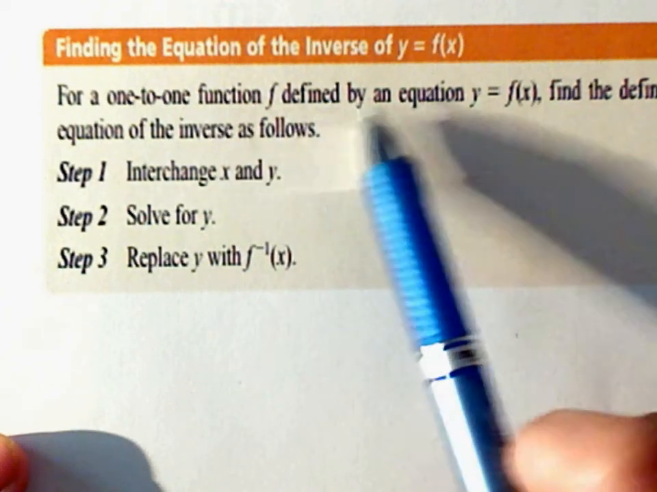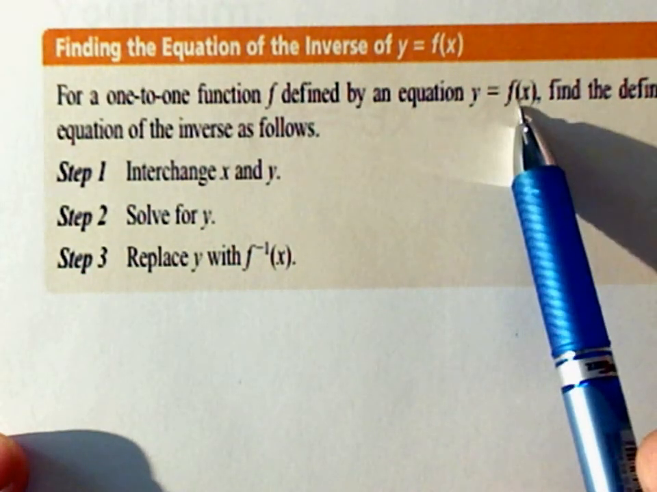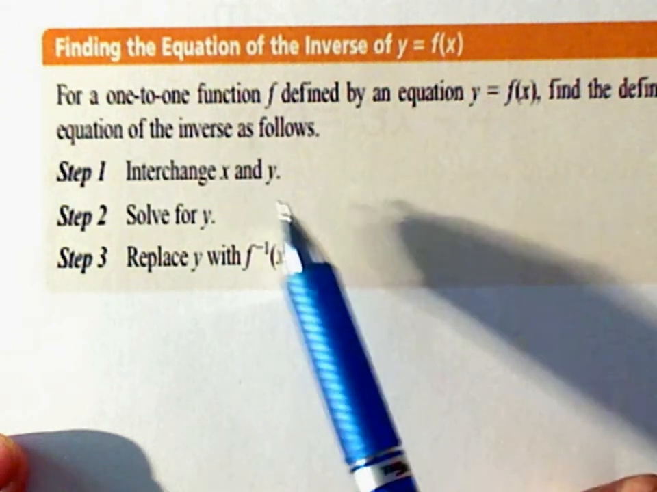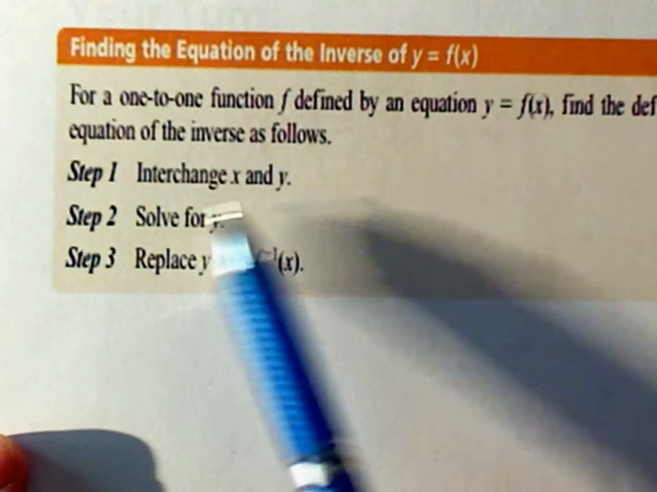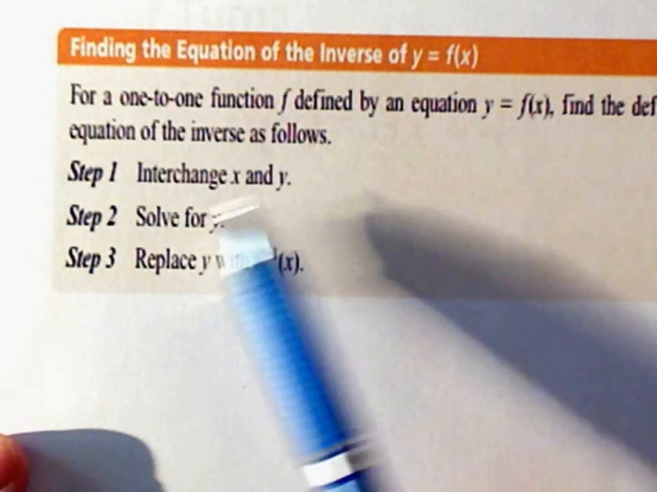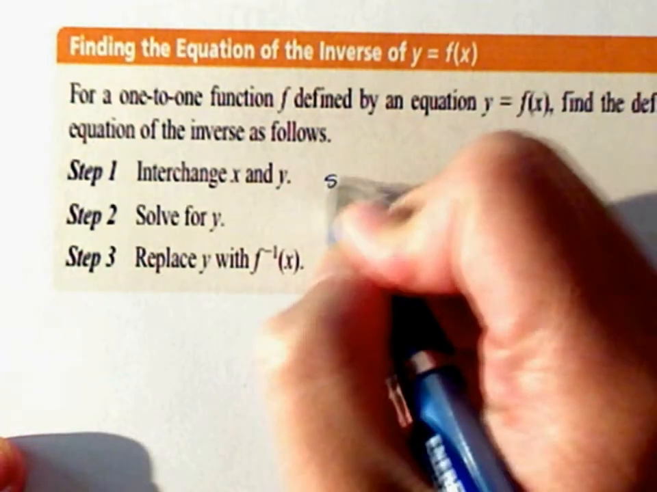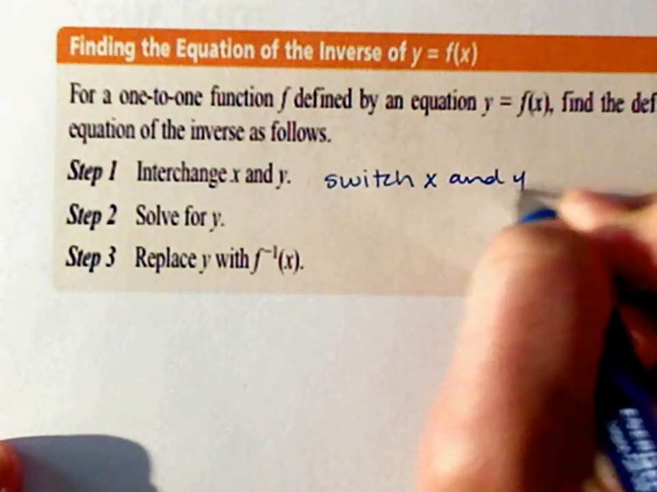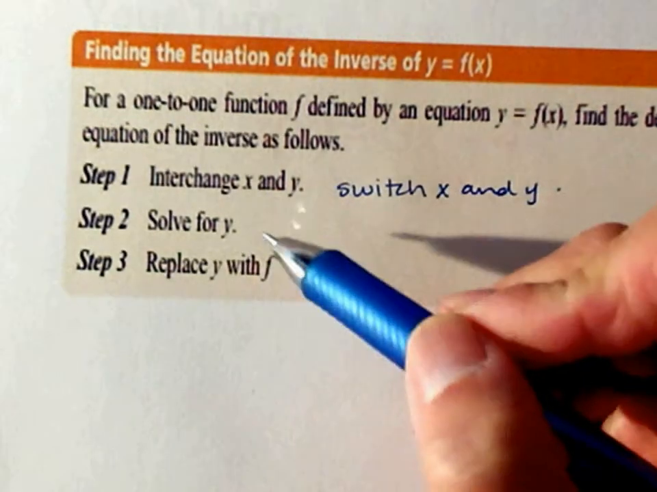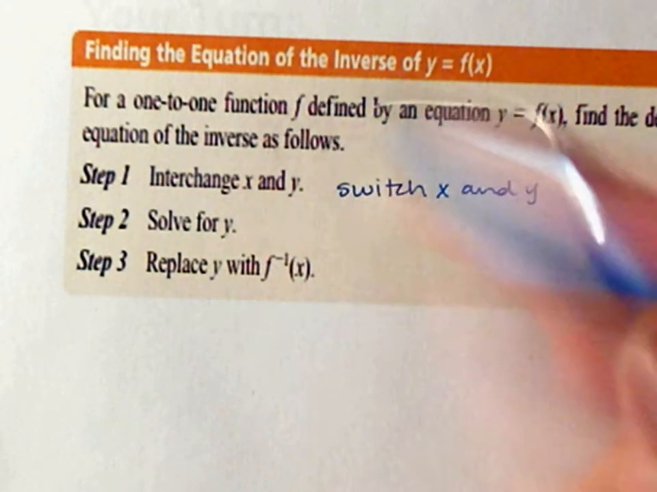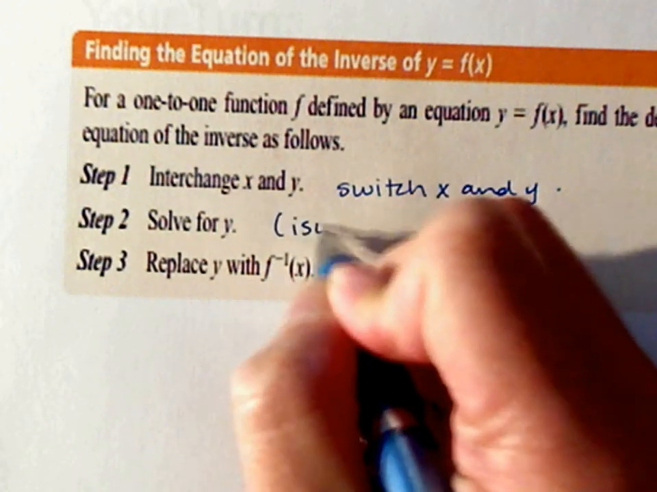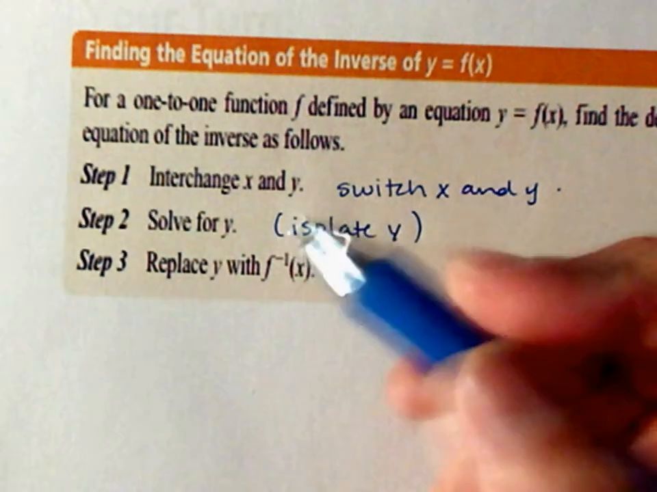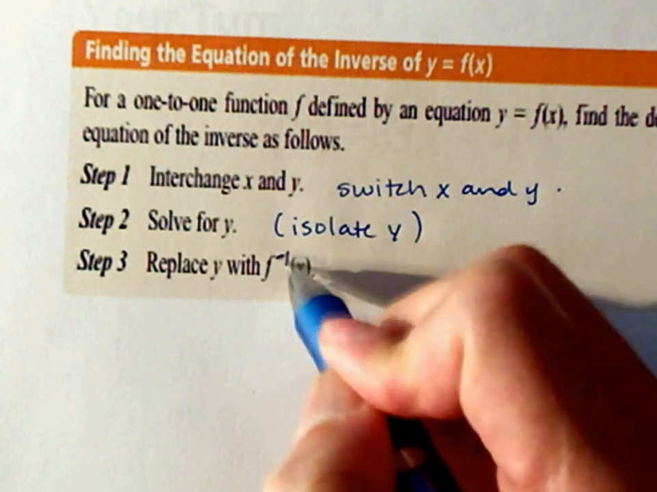Alrighty. So, how do you find an inverse function? Finding the equation of an inverse: for a one-to-one function f defined by an equation y equals f of x, find the defining equation of the inverse as follows. So here are the steps. This is what you do. You're going to interchange x and y. So basically, you are going to switch x and y.